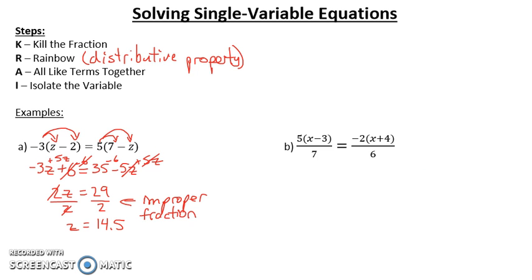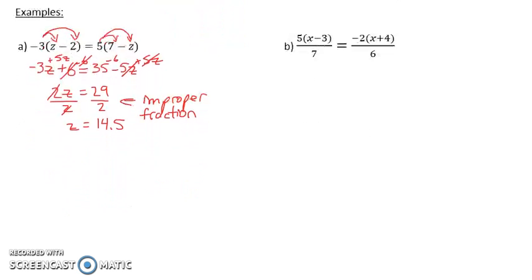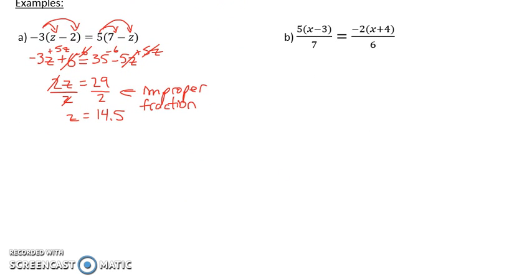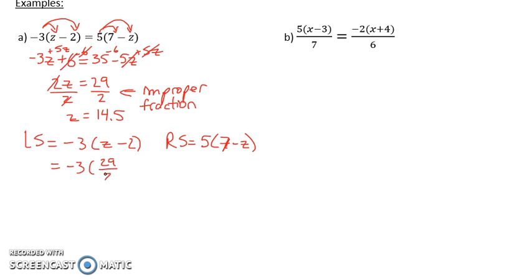So we're going to go ahead and check this first one using this answer. So let's check the left side and the right side here. The left side of this equation is negative 3 times (z minus 2), and the right side of this equation is 5 times (7 minus z). 7 is looking a little bit like a z there too. Alright, so now when we put in that 29 over 2, that's what we're doing, we're checking this.